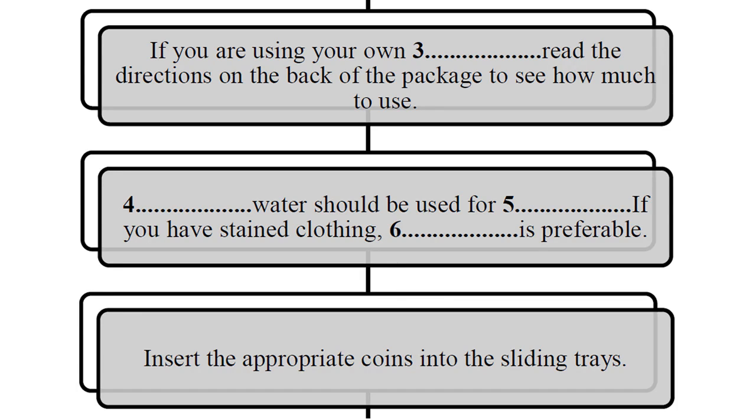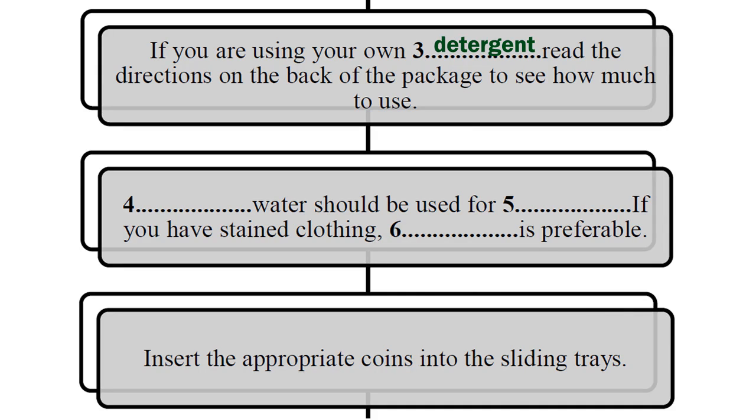All right, if we look at question 3. If you are using your own something, read the directions on the back of the package to see how much to use. So if you're using your own, well, if I'm at the laundromat, I can only be using my own clothes and my own soap. And soap for laundry is called detergent. So again, it's a noun here. The correct answer is detergent.